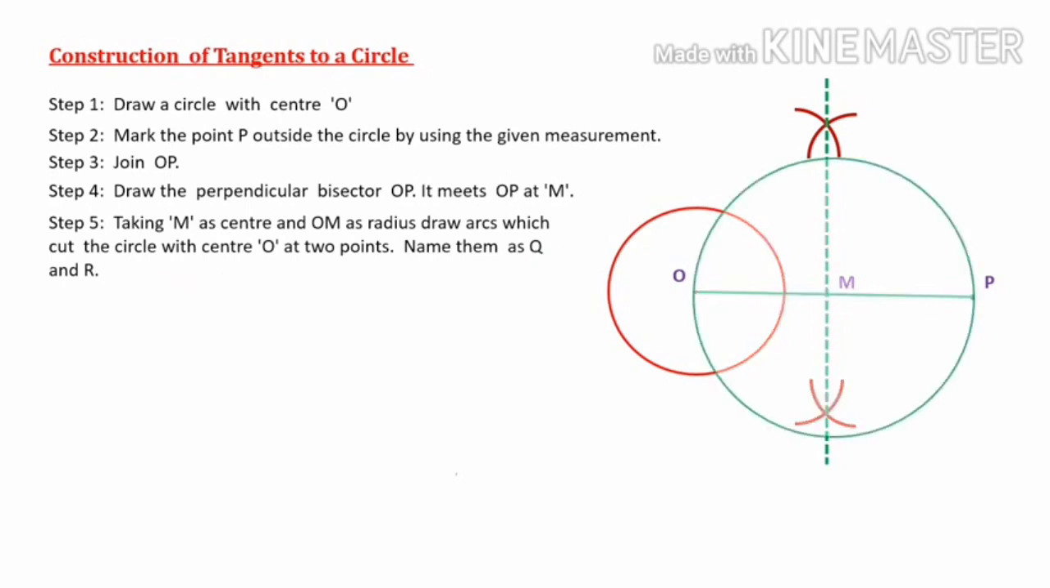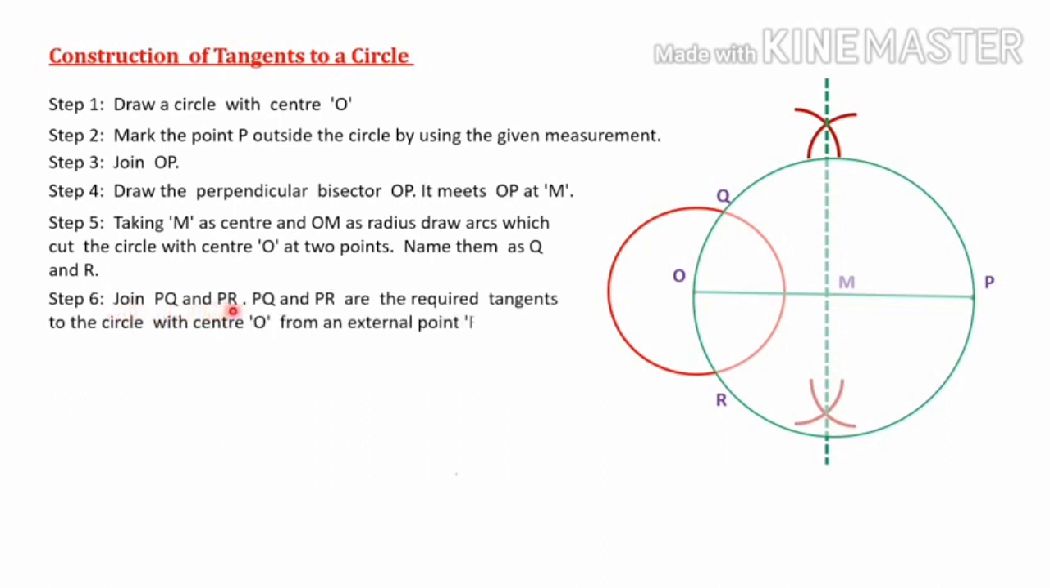So it comes like this, and just mark Q and R. Then step 6, that is join PQ and PR. PQ and PR are the required tangents to the circle with center O from an external point P. So P and Q and R we have marked. Then the next step is quite simple. Just join P to Q and P to R. These PQ and PR are the tangents to the circle.